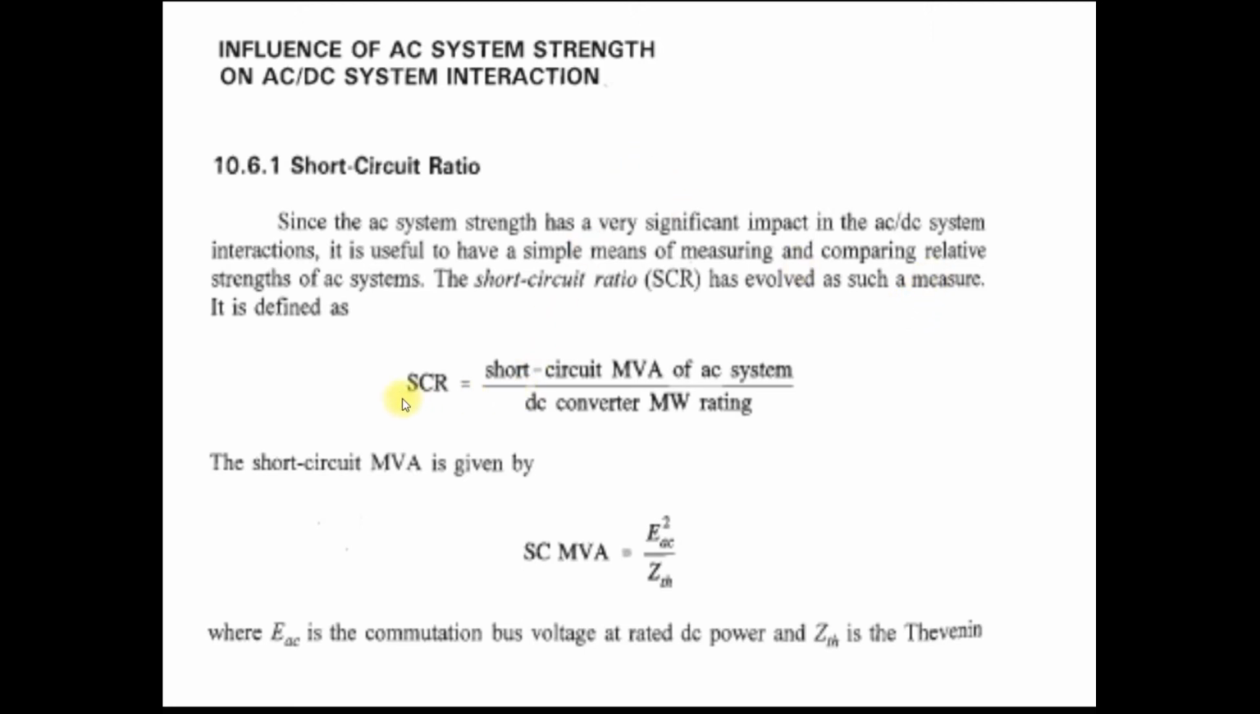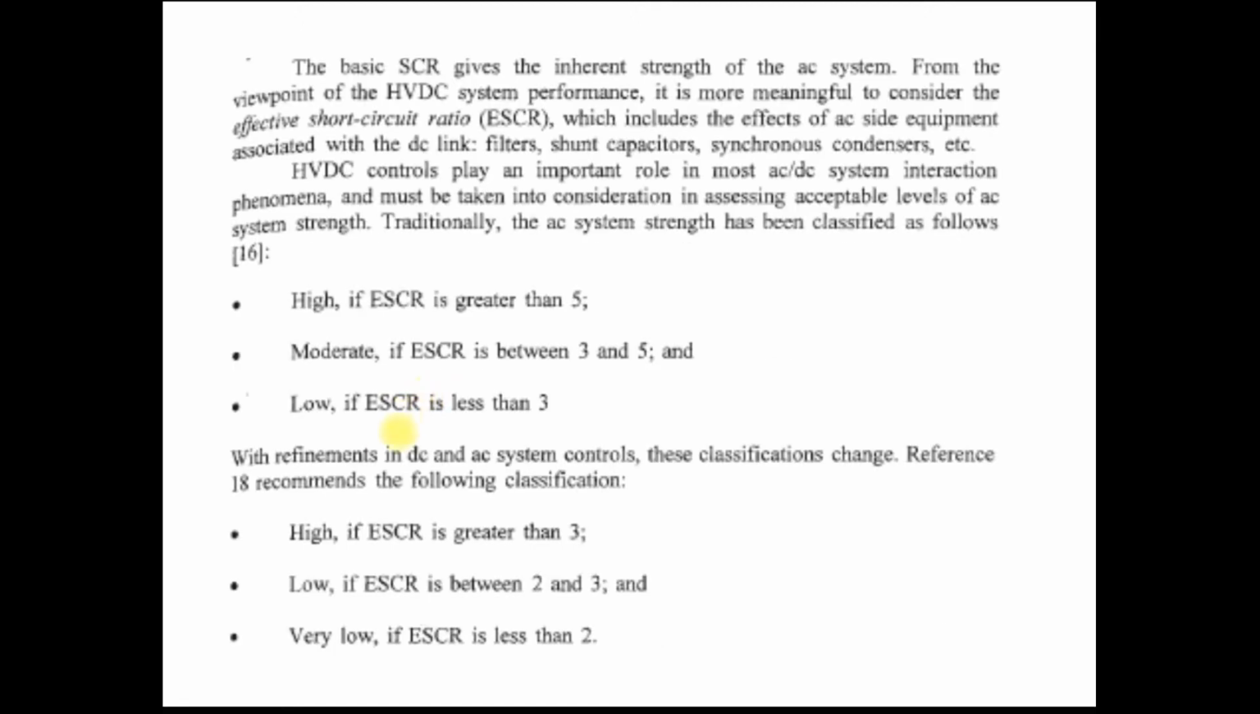So after that, you find out this short circuit ratio and check what is the strength of the AC system. Based on that, there are three categories. It is also called the effective short circuit ratio. The basic short circuit ratio gives the inherent strength of the AC system. From the viewpoint of HVDC system performance, it is more meaningful to consider the effective short circuit ratio.